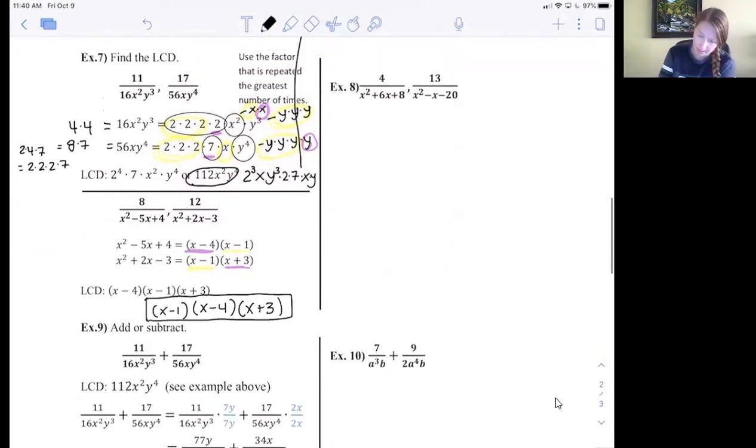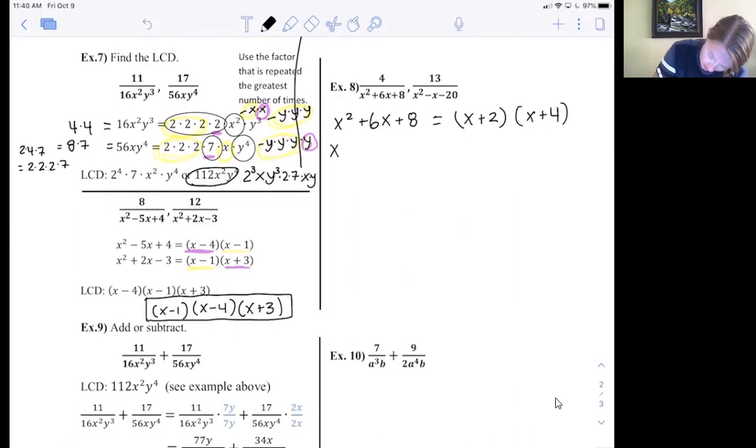Okay, let's jump up here to example 8. So we're just going to factor these again. Remember, I'm just looking at the denominator for right now because they just want the LCD. So x squared plus 6x plus 8, that can be factored into x plus 2 and x plus 4, sorry, not minus 4. And then x squared minus x minus 20 can be factored into, it's going to be minus 5 and plus 4.